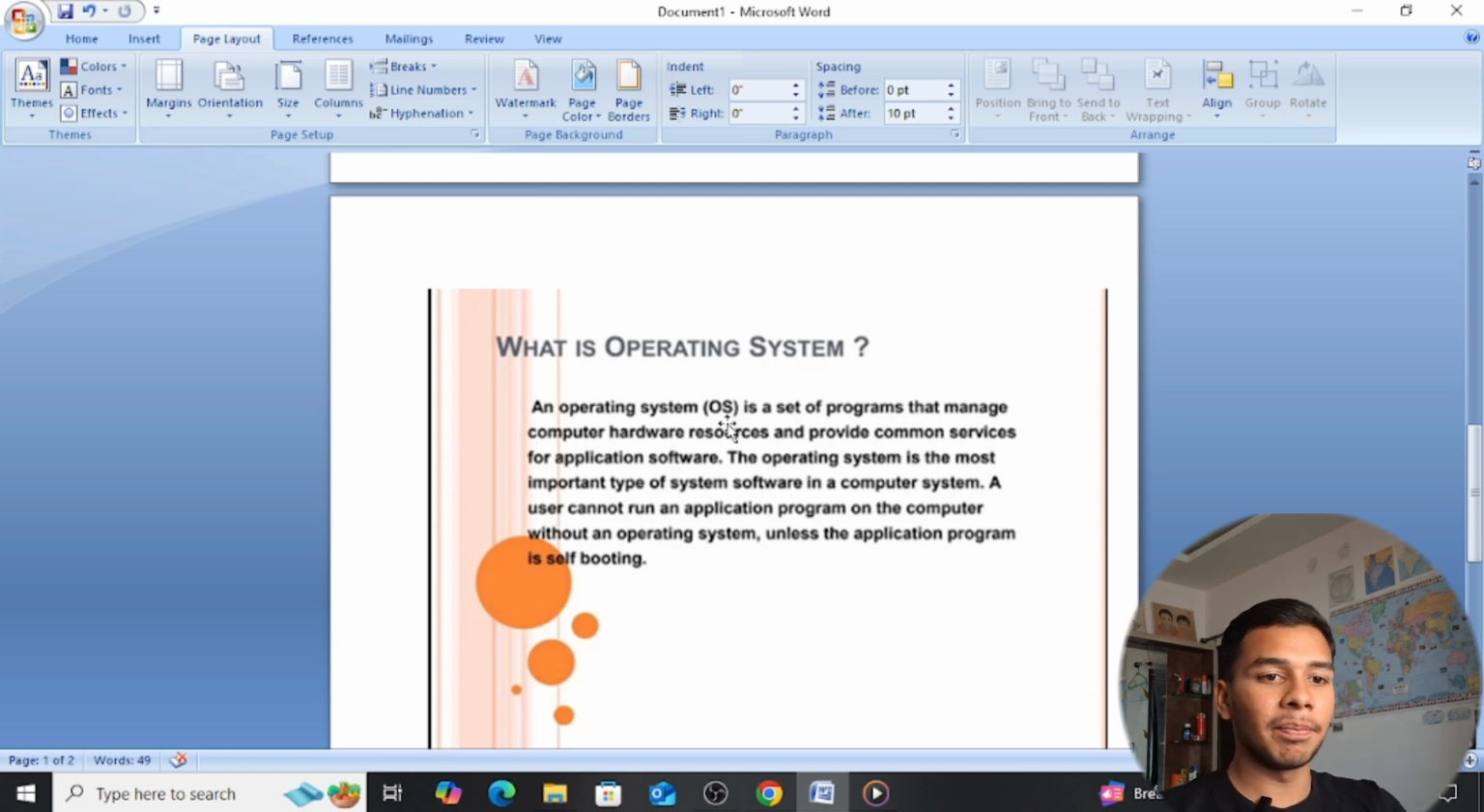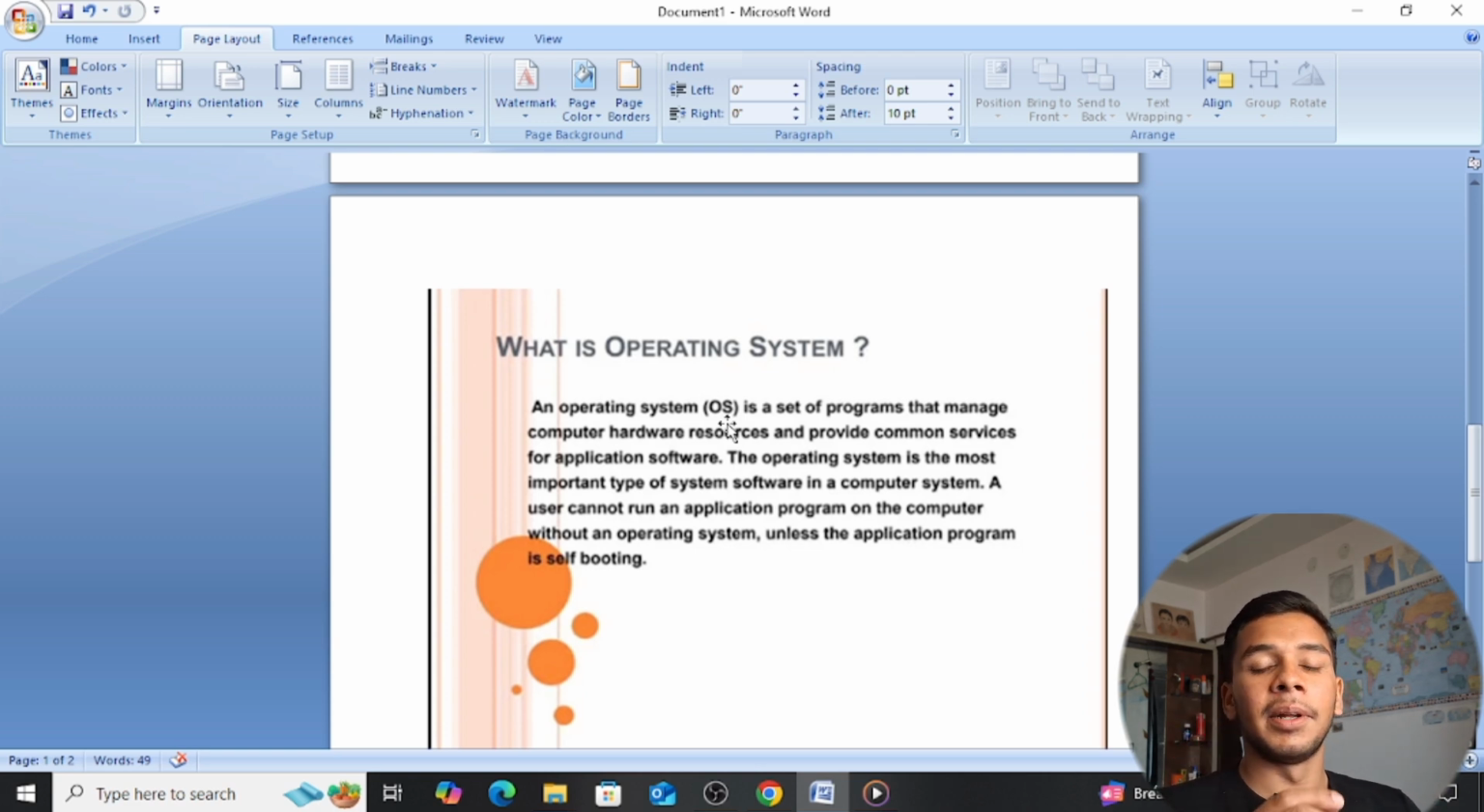Basically there is a set of program A, there is a set of program B, there is a set of program C, D, E, F, N number of programs. All these programs come together, merge together and manage the computer hardware resources. So what are the computer hardware resources? It can be the PC, the monitor, the CPU. All these components are the hardware components of the computer system.